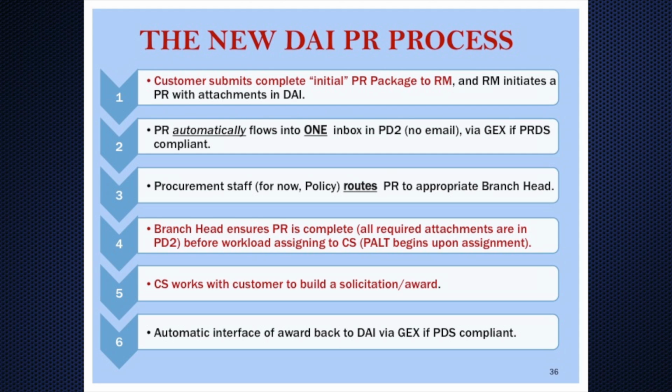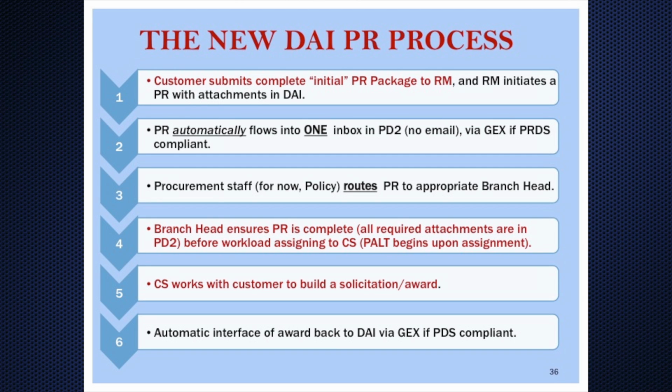Okay, so number 3, the third step, procurement staff will then go into PD2 and they will route the PR to an appropriate branch head. Now remember, we talked about the branch heads, that there's now a branch head for IT contracts, for transportation contracts, for facilities contracts. So depending on what the requirement is, procurement staff will route that to the appropriate branch head. So step 4.